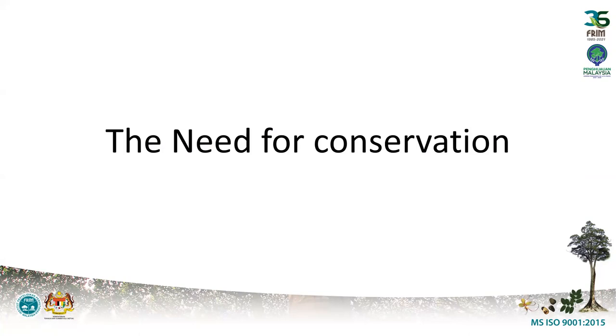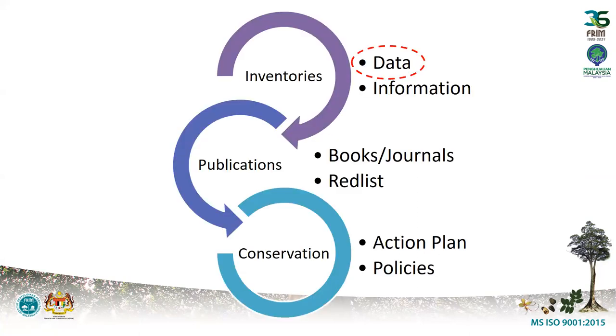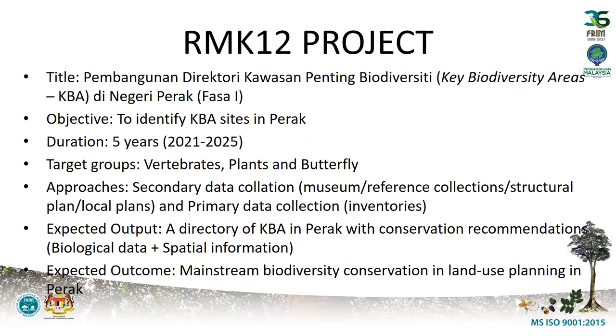So what are the need? Need for conservation. Jadi first thing first, of course we need data, then information. Then from there kita disseminate, kita share melalui webinar sebegini and publication. Then from there kita come up with action plans and policies, how to go about it. Jadi kita berterima kasih kepada Kerajaan Malaysia yang mana di bawah Kementerian Sumber Asli NRECC dan Climate Change yang memberi dana kepada kita untuk projek perintis ni fasa 1 untuk kita bangunkan direktori kawasan penting biodiversity ataupun key biodiversity area di negeri Perak.